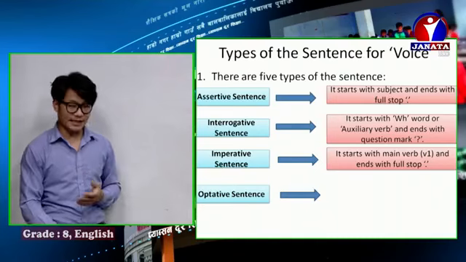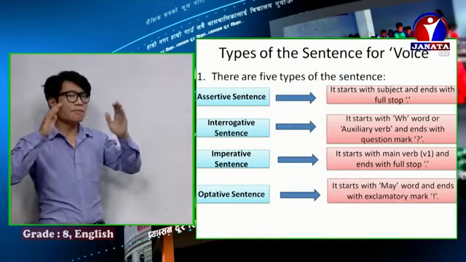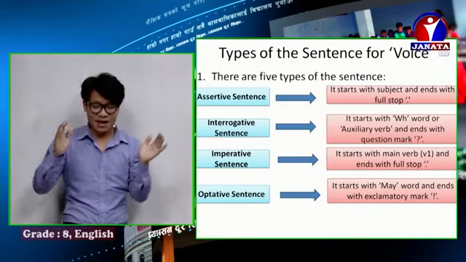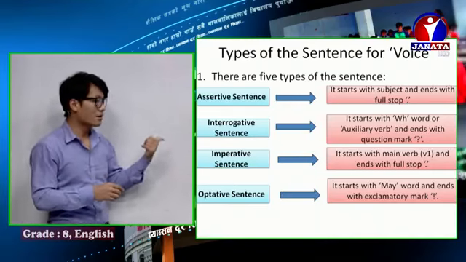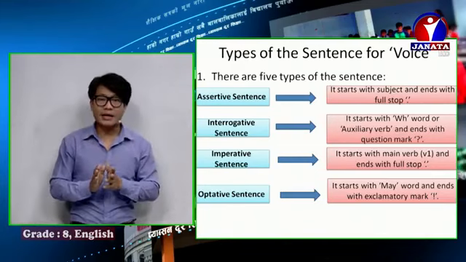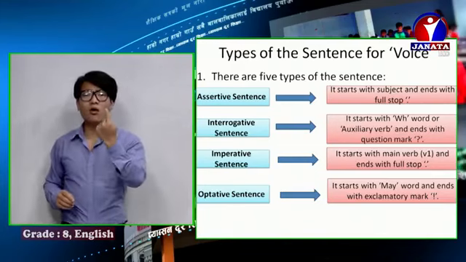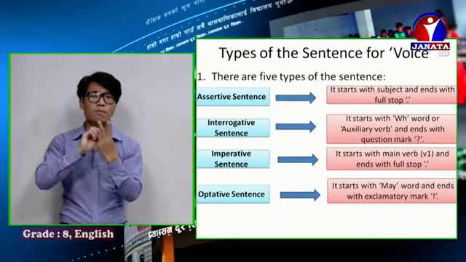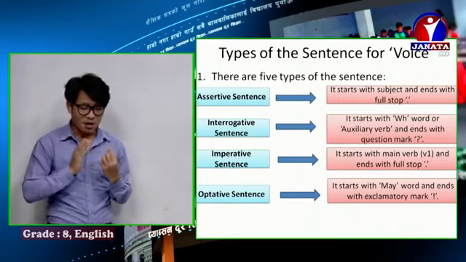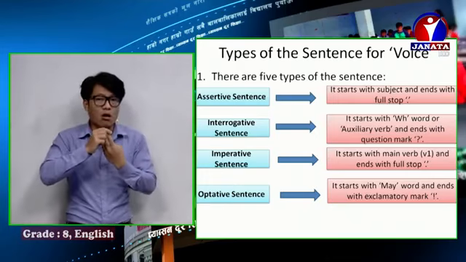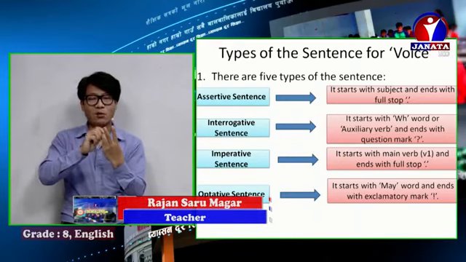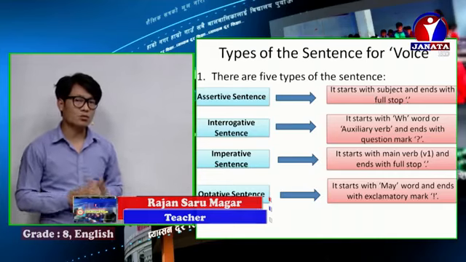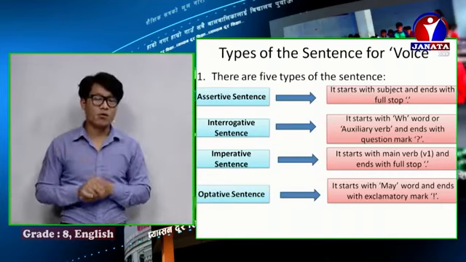Next is optative sentence. It starts with the word may and ends with an exclamatory mark. You can see the mark also on this side, exclamatory mark. This sentence is used to curse someone, to wish someone, to bless someone. This optative sentence is used to curse, bless, and wish. For 3 purposes we use it. We will talk later about how to use the optative sentence in voice.